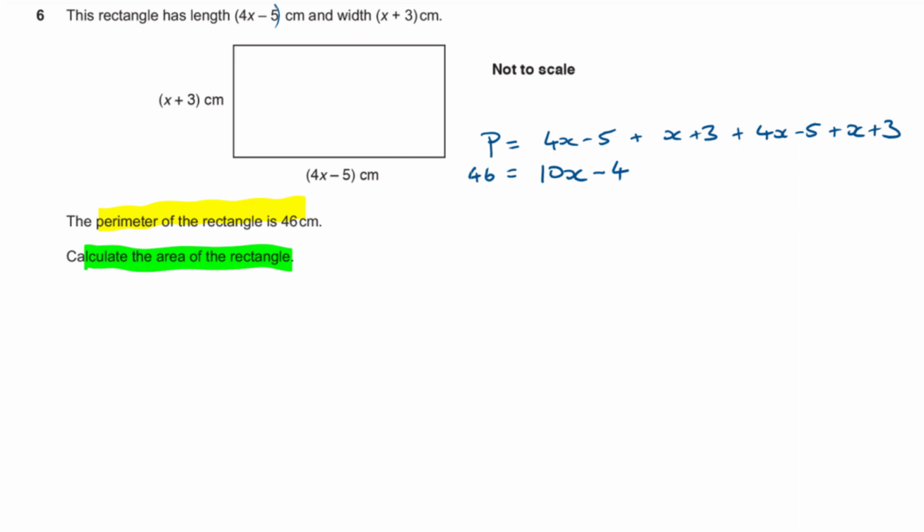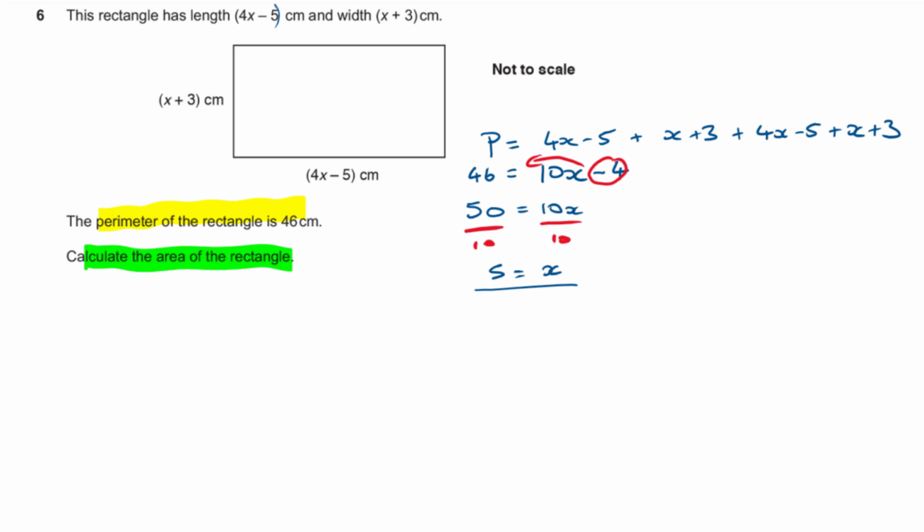So you can see now I've got a linear equation in x, which should be quite straightforward to solve. So taking this to the other side, or adding 4 to both sides, I'm going to get 50 is equal to 10x, and then dividing both sides by 10, I'm going to get x is 5. Okay, so now I know what x is. I can then move on to do the second part of the problem.